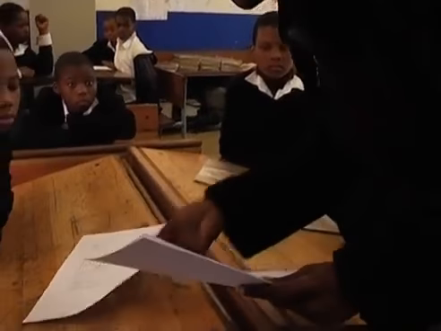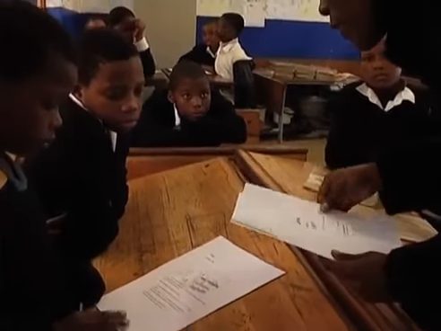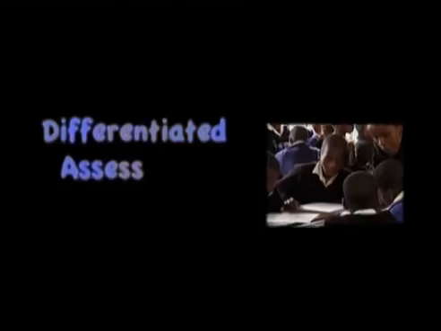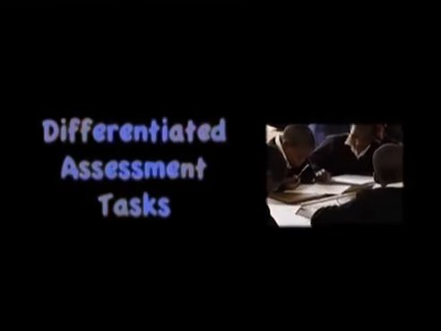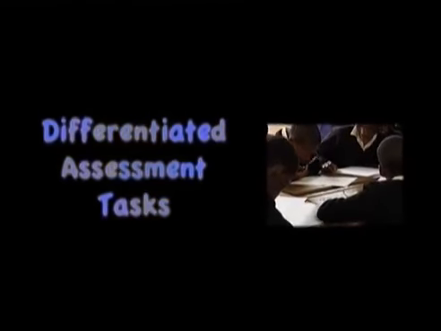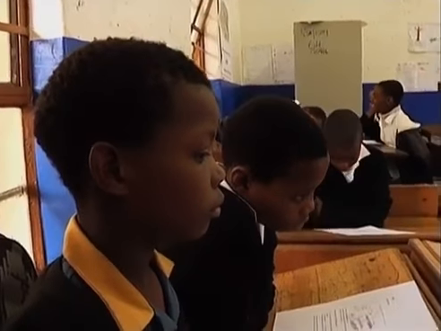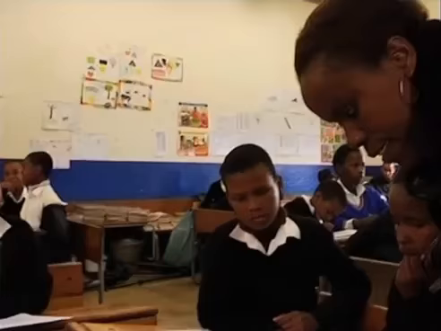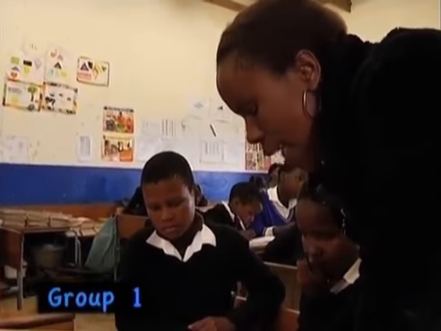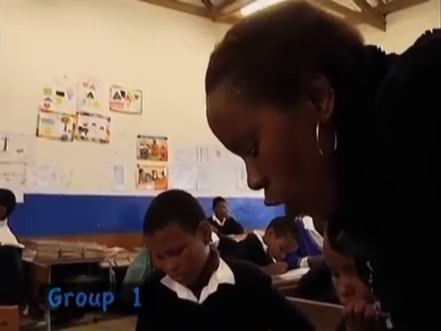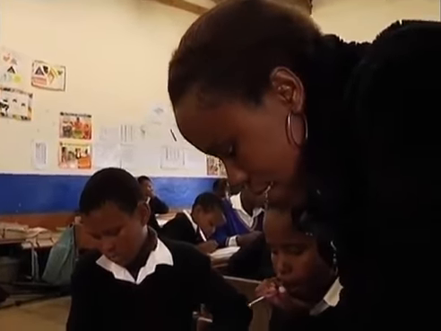Okay, group 1, this is your activity, the last activity of our lesson. Assessment tasks are differentiated. In this activity, you are to read the sentences that you've been provided, and then use the words that are given to you in order to complete the sentences.